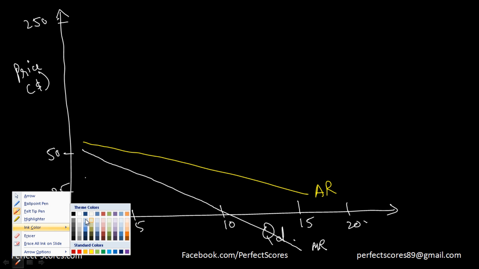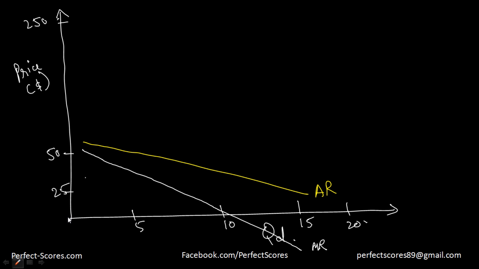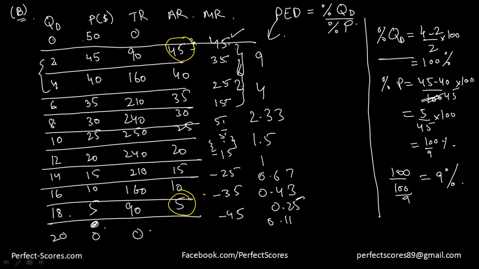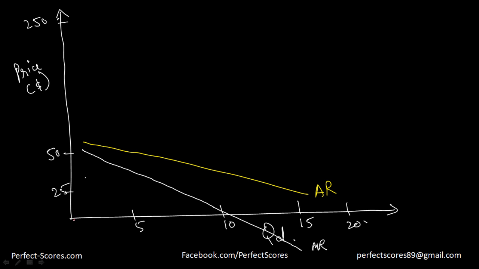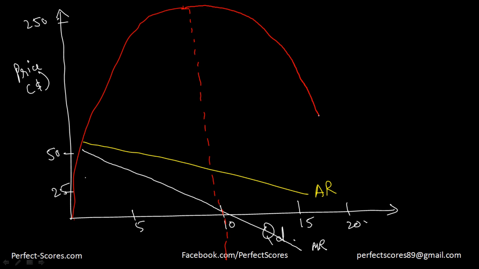Now let's focus on the next curve, which is our total revenue curve. Total revenue starts from 0. It goes to 90, 160, 210, 240, 250. It reaches maximum at 10 again, and then it becomes almost close to 0. So it starts from 0 and reaches maximum at 10. It reaches 250 at 10, so at this point, this is going to be the maximum. And again, it's going to go down to almost 0. So this is our total revenue curve.